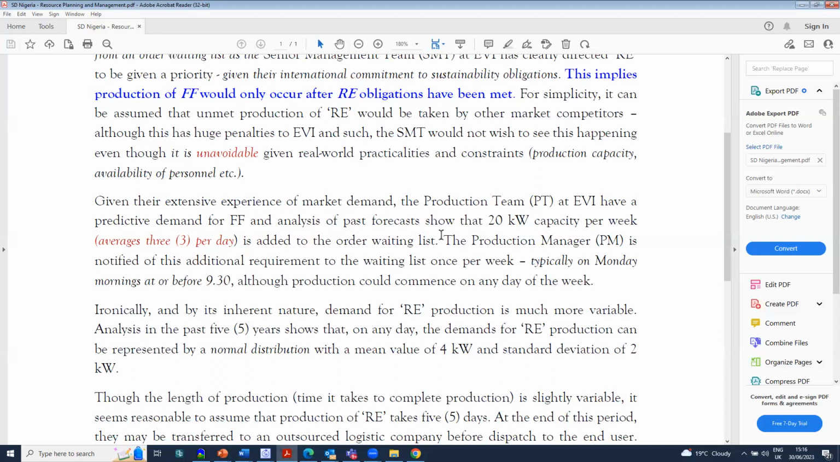Okay, I just want us to look at it. Every Monday, for example, we get an order of 20 kilowatts of fossil fuel to be produced. Experience has shown us in this particular case.